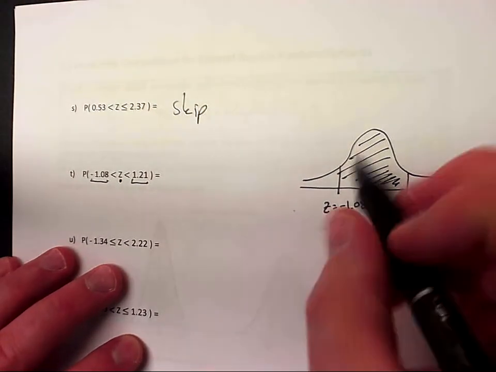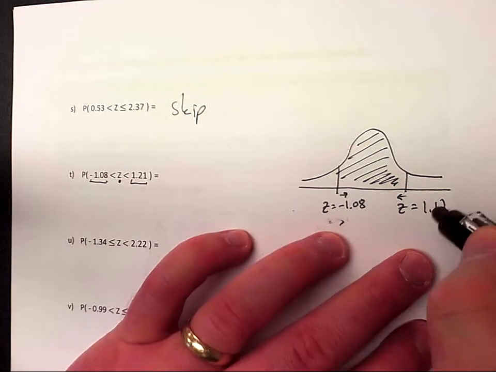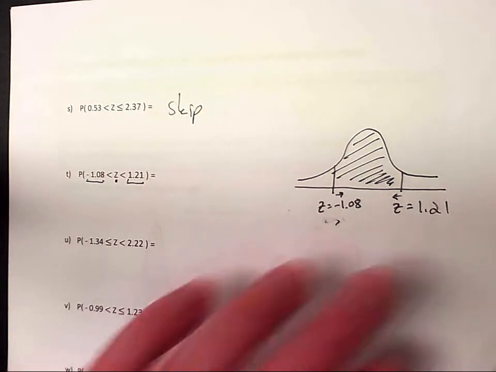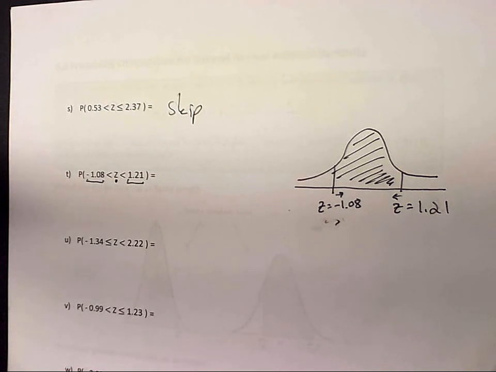Oh, thanks. I was saying it right, but I wrote it wrong. All right, thank you. So to the right of negative 1.08, but to the left of positive 1.21. Right? Or was I saying it wrong? Maybe I was saying 1.1. I don't know. Anyways, now the picture is right.